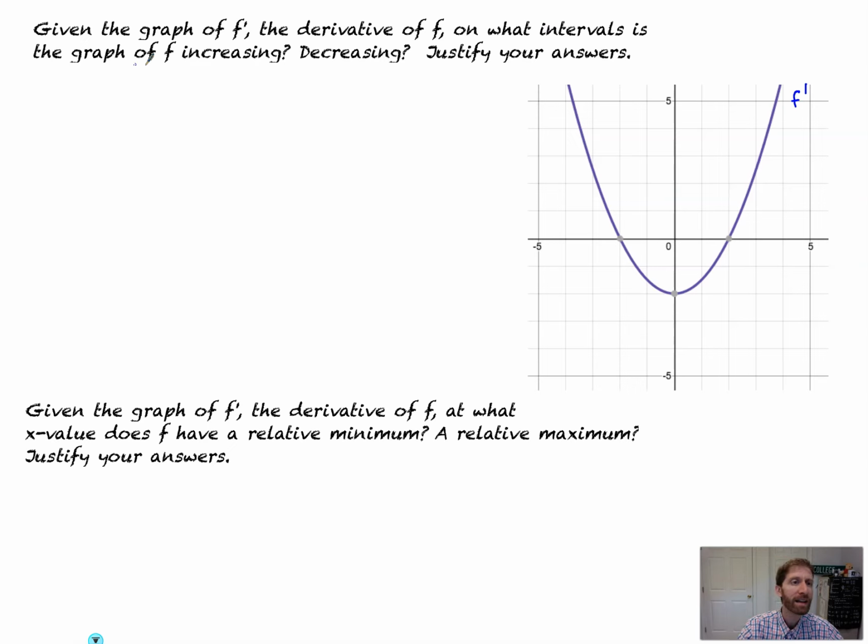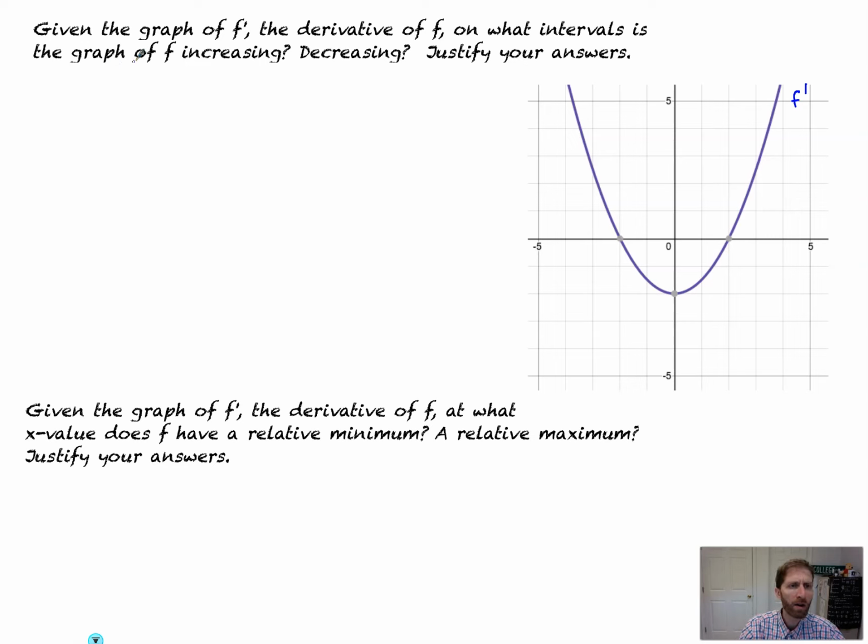Let's dive. Given the graph of F prime, the slopes of F, the derivative of F, on what intervals is the graph of F increasing, decreasing, and justify your answers? Now, I tell all my students this, don't look at the graph yet. Think of the graph as like a research book. When you write a research paper, you don't read entire books. You go to specific parts of the book based on what it is that you're researching. Same thing here. Wait until we know what part of the graph or parts of the graph we need.